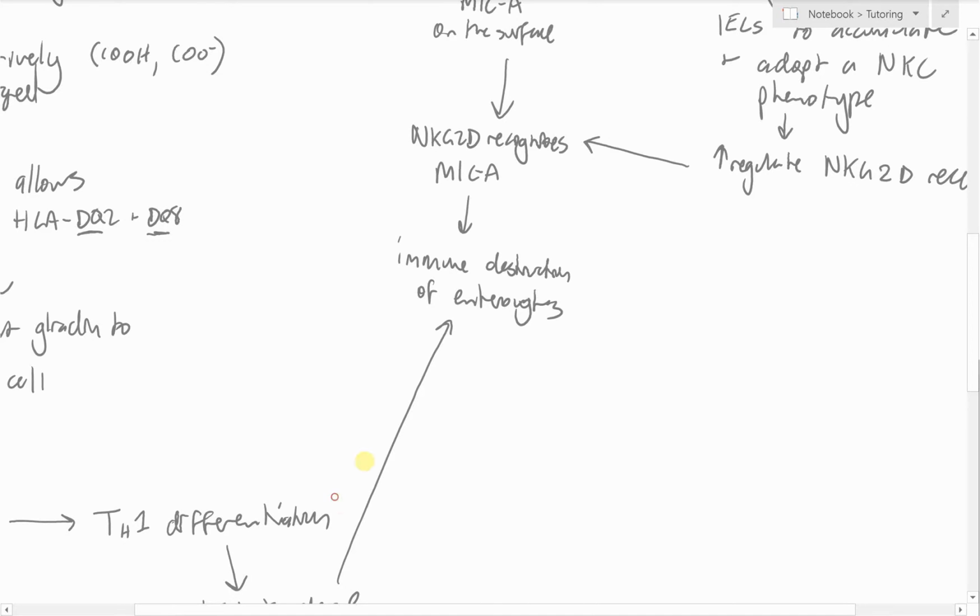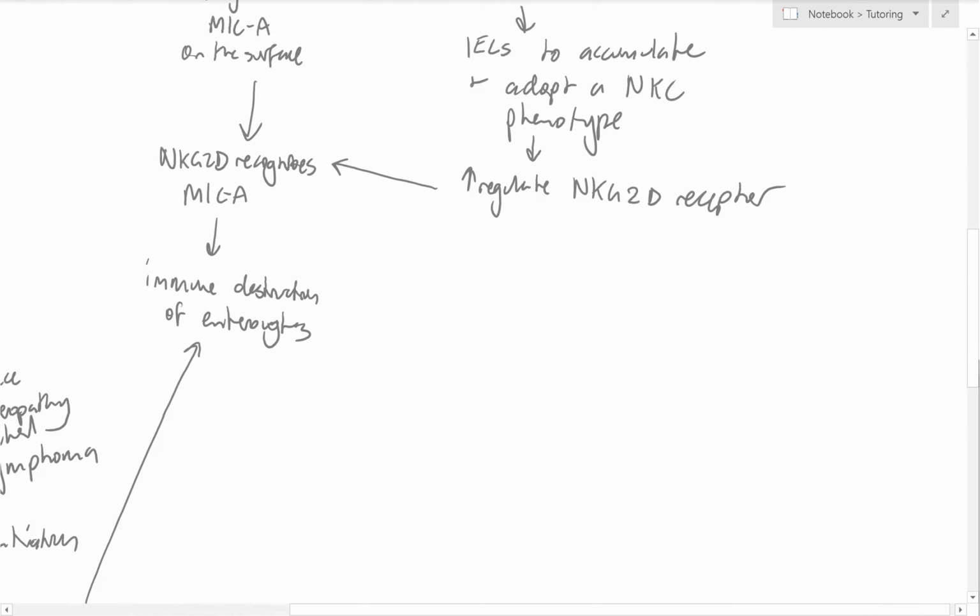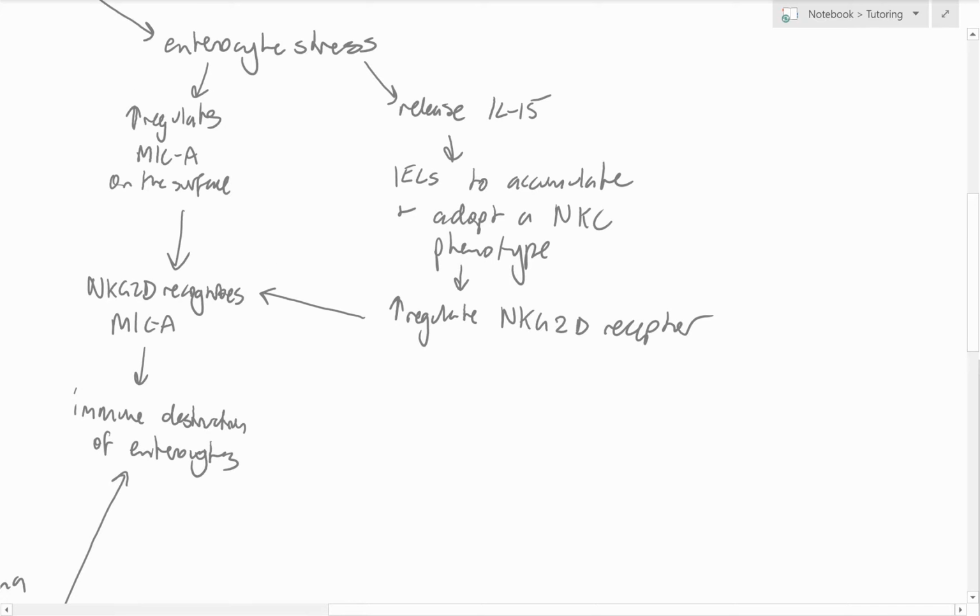First of all, the differentiation to T helper 1 cells combined with this chronic inflammation, this interferon gamma, means that people with celiac disease have an increased incidence of enteropathy associated T cell lymphoma, which is a type of cancer. This activation process results in intraepithelial lymphocytosis.